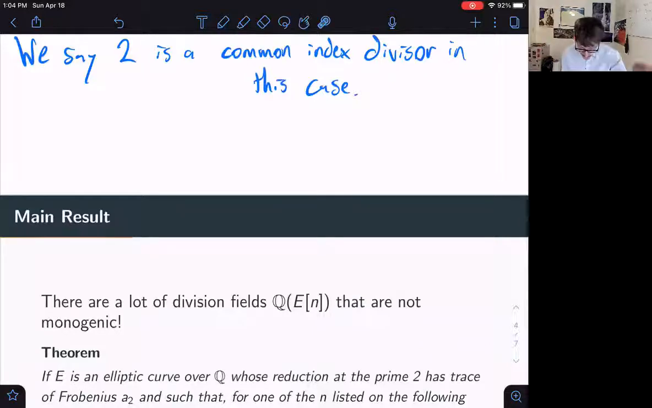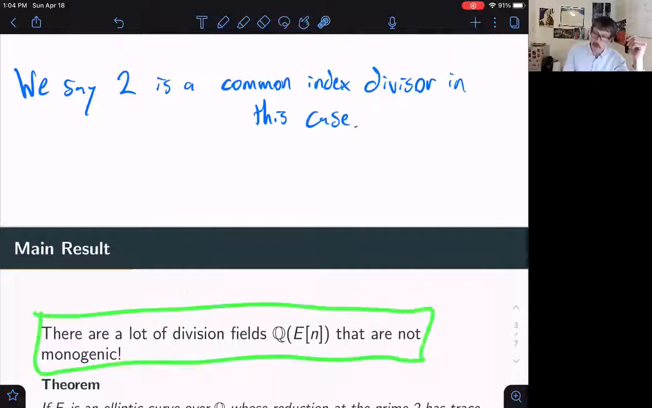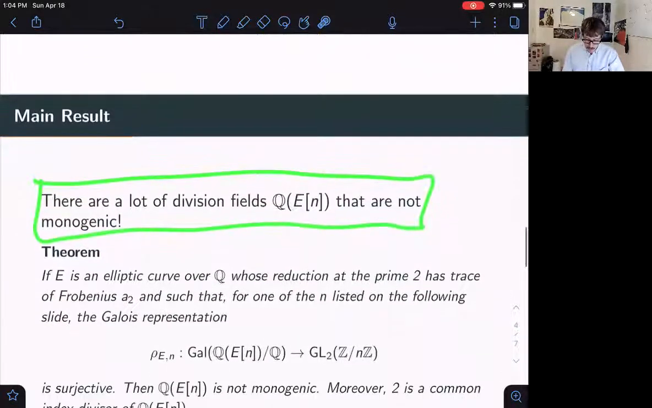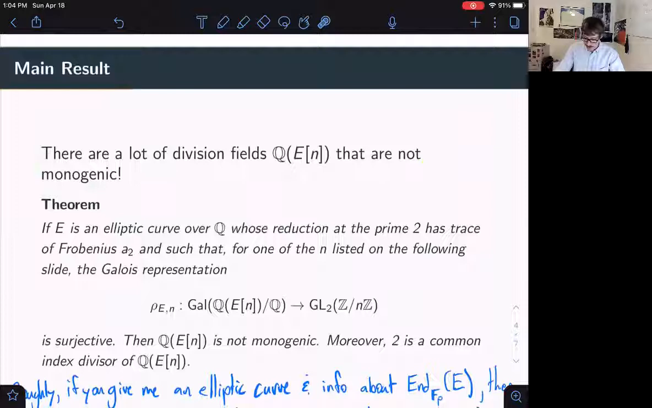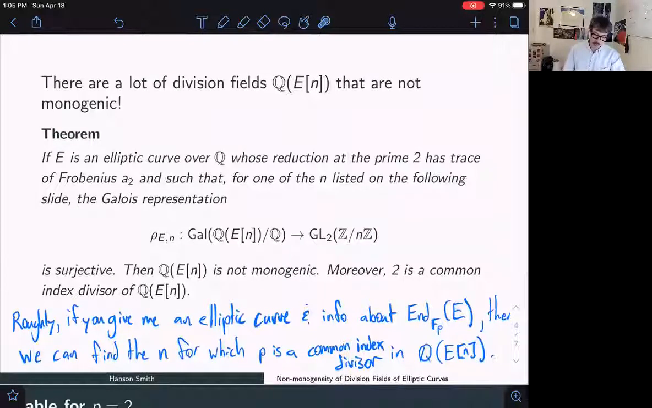There are a lot of division fields that are not monogenic. So this is the short punchline here. And if you want to see the gory details, which actually aren't that gory, and a worked example, you can look at my paper. But if you want the rough, quick definition of what's going on in this theorem, if you give me an elliptic curve and you give me information about the endomorphism ring of that elliptic curve over Fp, then we can compute the n for which P is a common index divisor in the n division field.